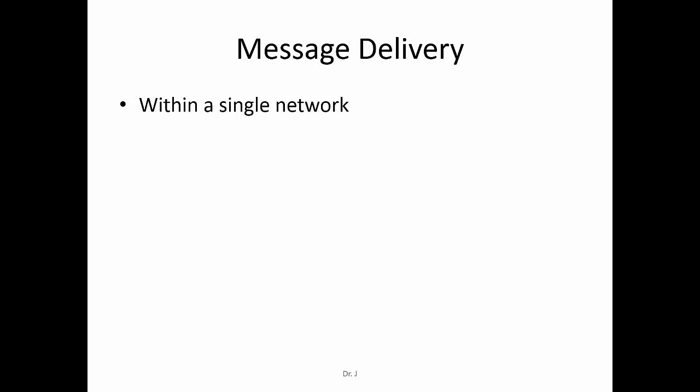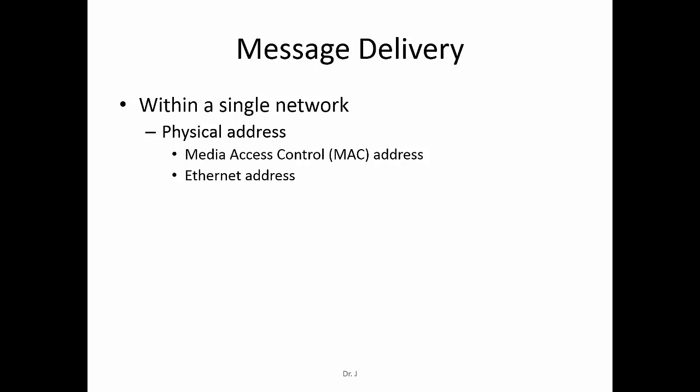And in this case, of course, to do the delivery, you have to have some sort of an addressing scheme. We use something called a physical address to specify the source and the target addresses in something called the frames being exchanged. The physical address is also called the media access control address, or MAC address. It's also called the Ethernet address. So that's what's being used for addressing purposes within a single network.